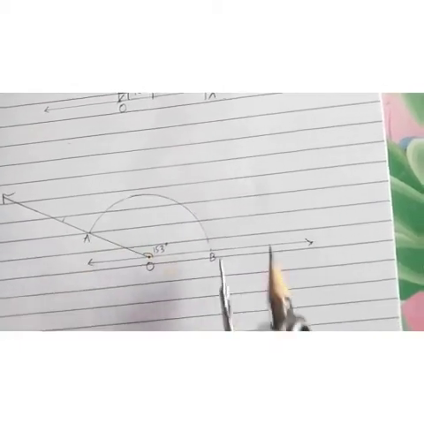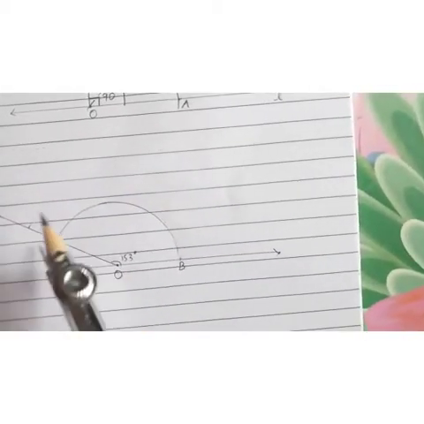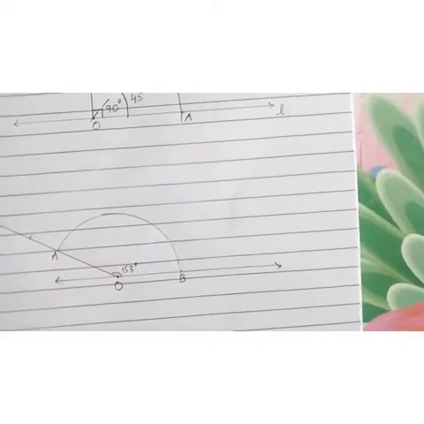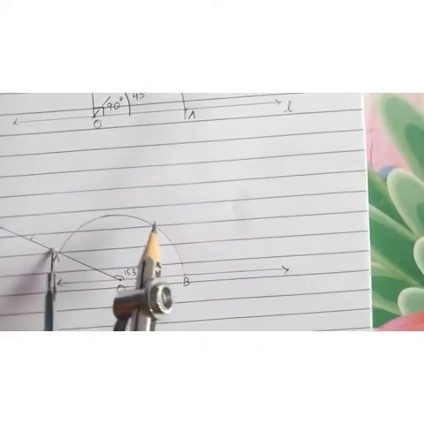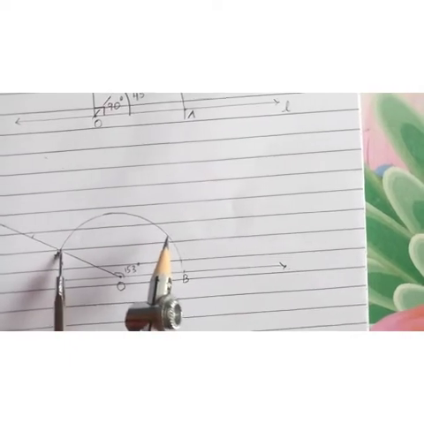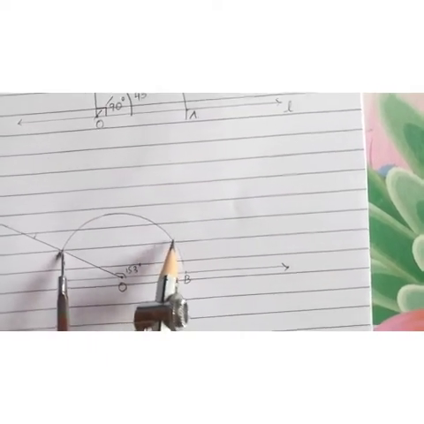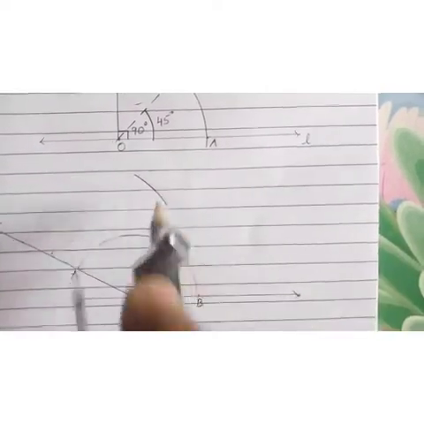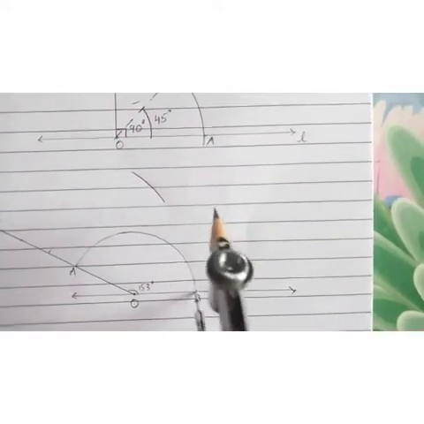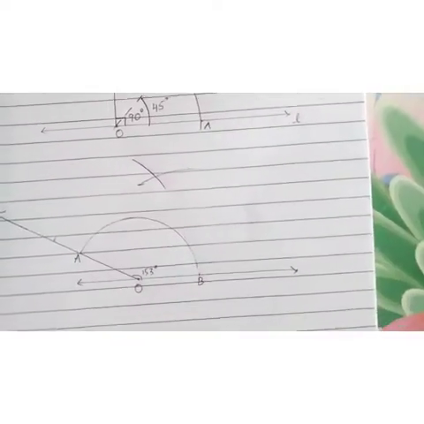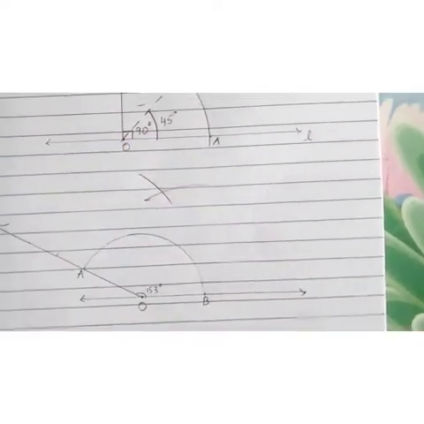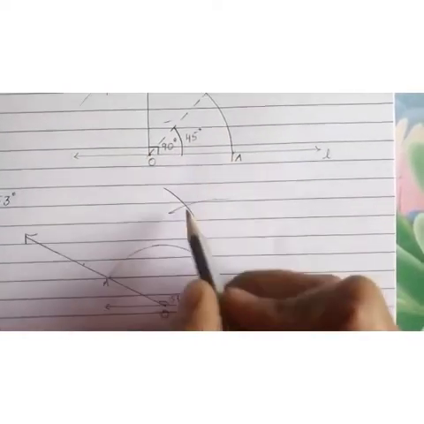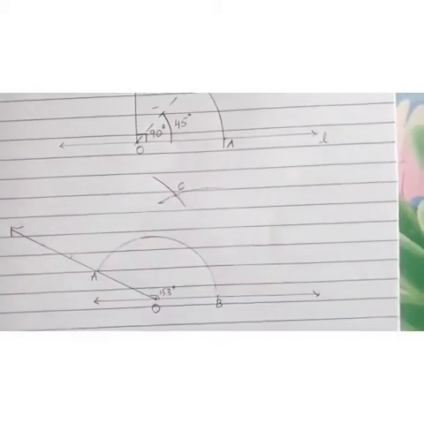Now with A and B as your centers and radius more than half of AB, what you have to do, again draw an arc. Now I have taken A, and is it more than half of AB? Yes. Now I will draw an arc with A as center as well as B as center. Now join OC. I will mark this point as C.